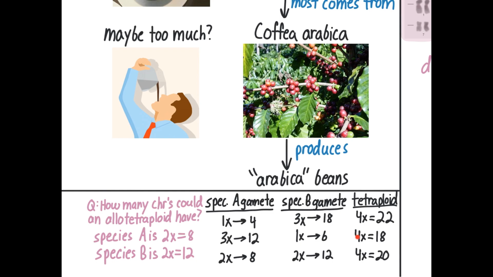Note that all 3 of these resulting offspring are tetraploids. They all have 4 sets of chromosomes. But because they received different numbers of chromosome sets from species A and B, they have different numbers of chromosomes.